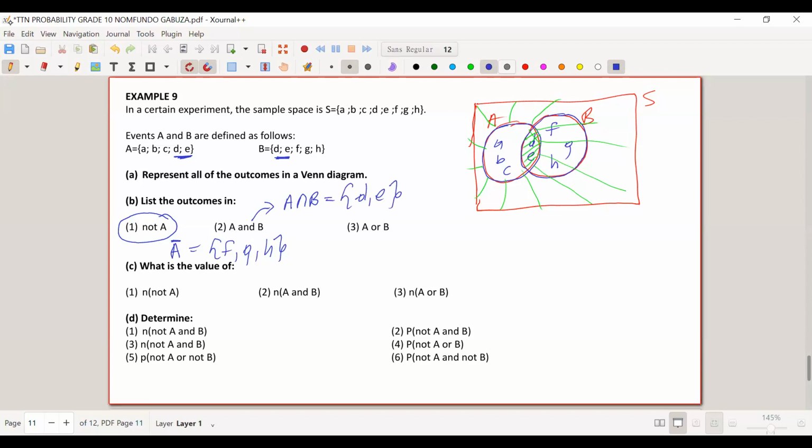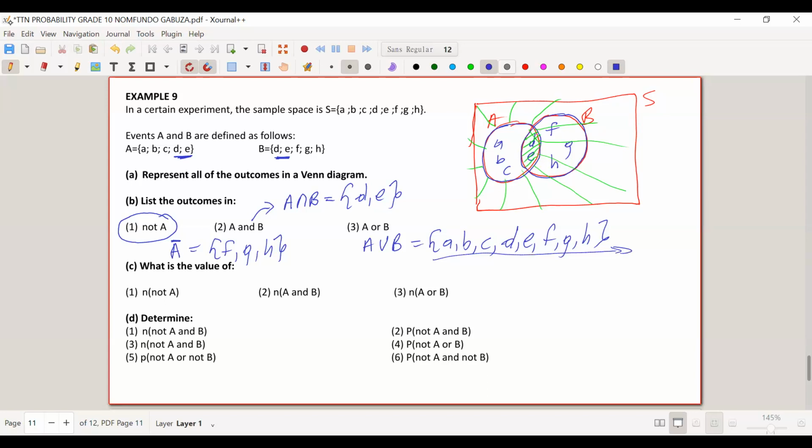And for number 3, we're looking for A or B. This means A union B, which means everything that is in A and everything that is in B. We include everything. So we have A, B, C, and we also have D, E, and F, G, H. So A union B is going to give us something like this.